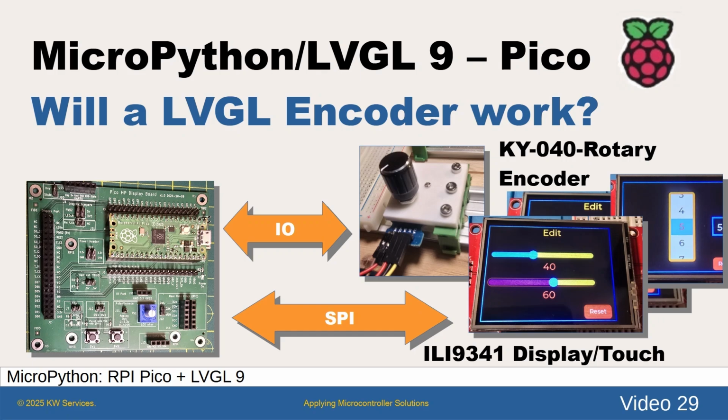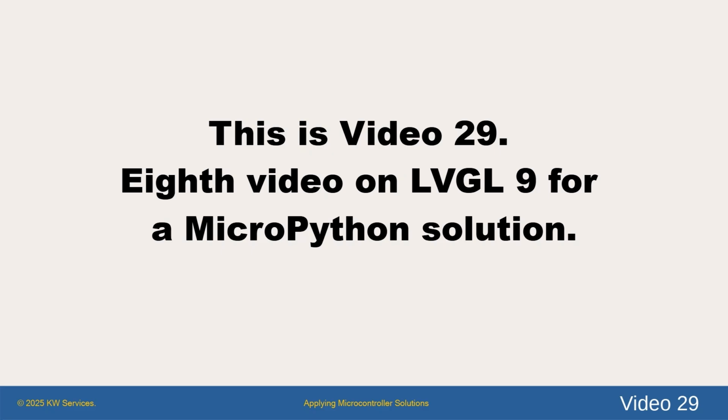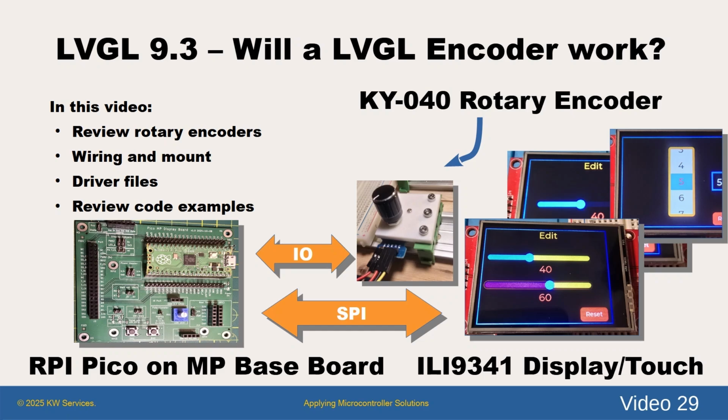This is video 29 on MicroPython and the 8th video on LVGL 9 on a Raspberry Pi Pico. In this video, we connect an external rotary encoder to our Pico and integrate it with LVGL 9 to interact with the widgets on our Ili9341 display.